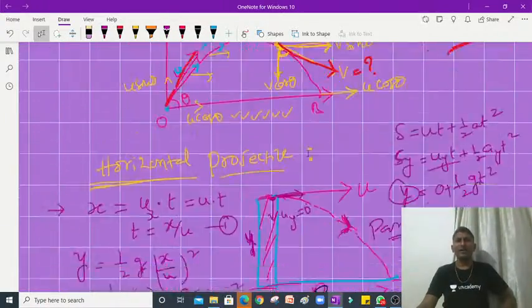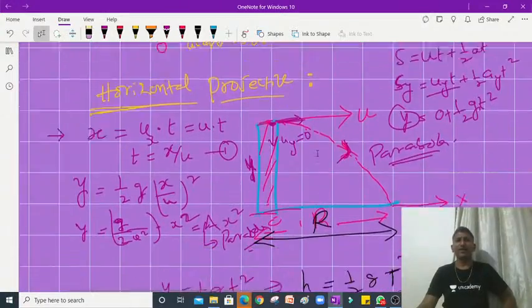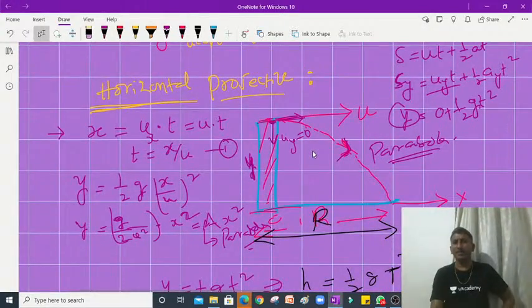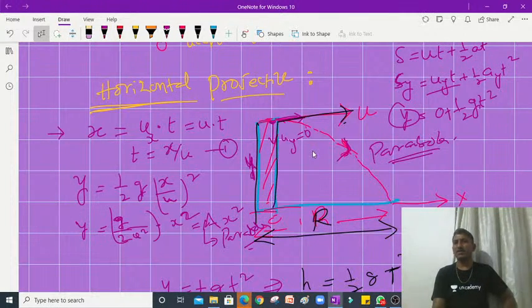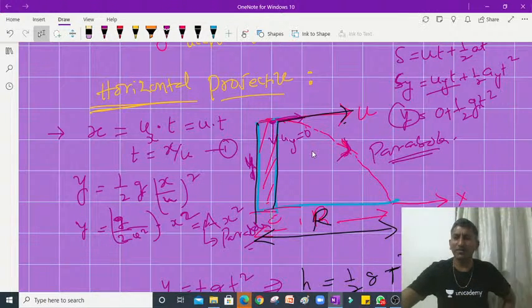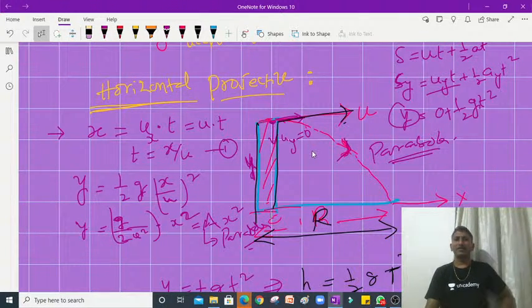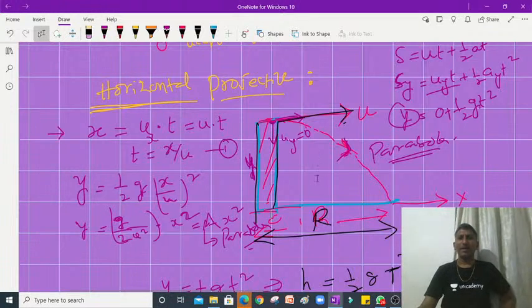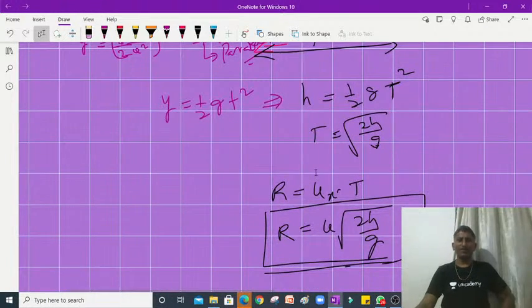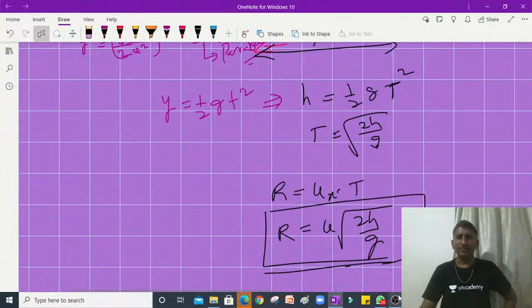Coming to the horizontal projectile, it should be projected horizontally, but not from ground level. It should be taken from a certain position. Then only the path can be taken as a parabola. Suppose at ground level it is projected horizontally, what happens? It becomes one-dimensional motion, isn't it? Hope you understood this.